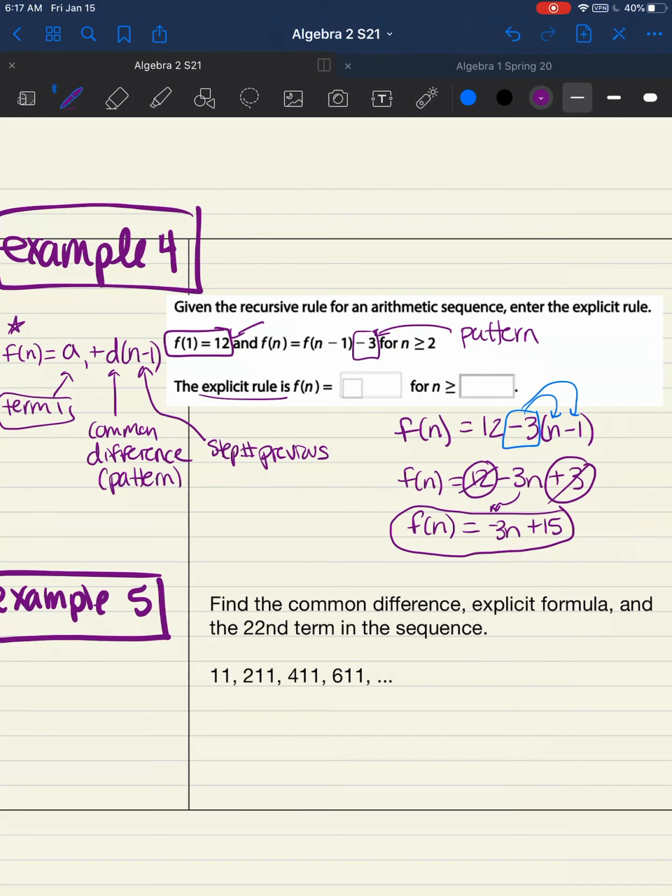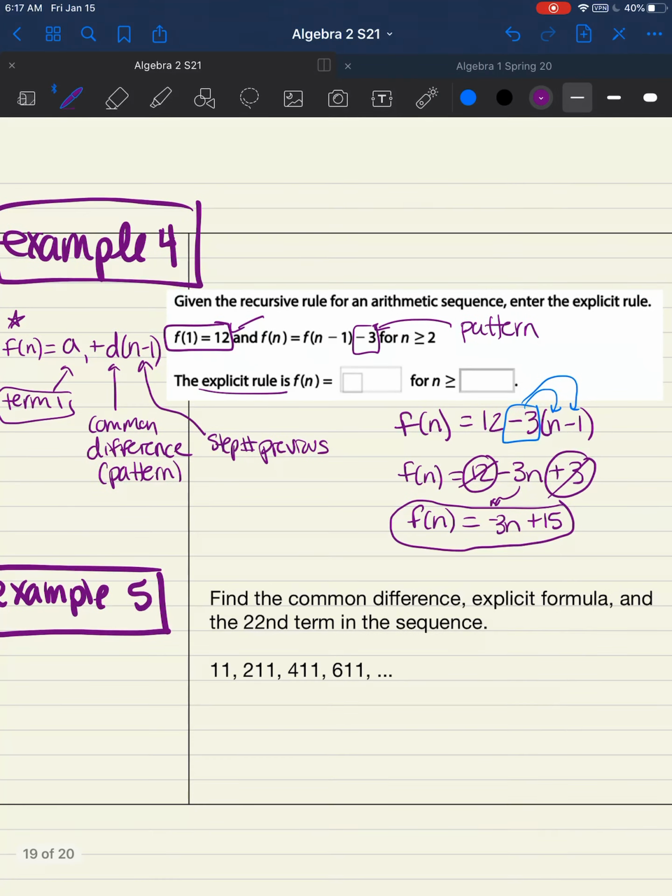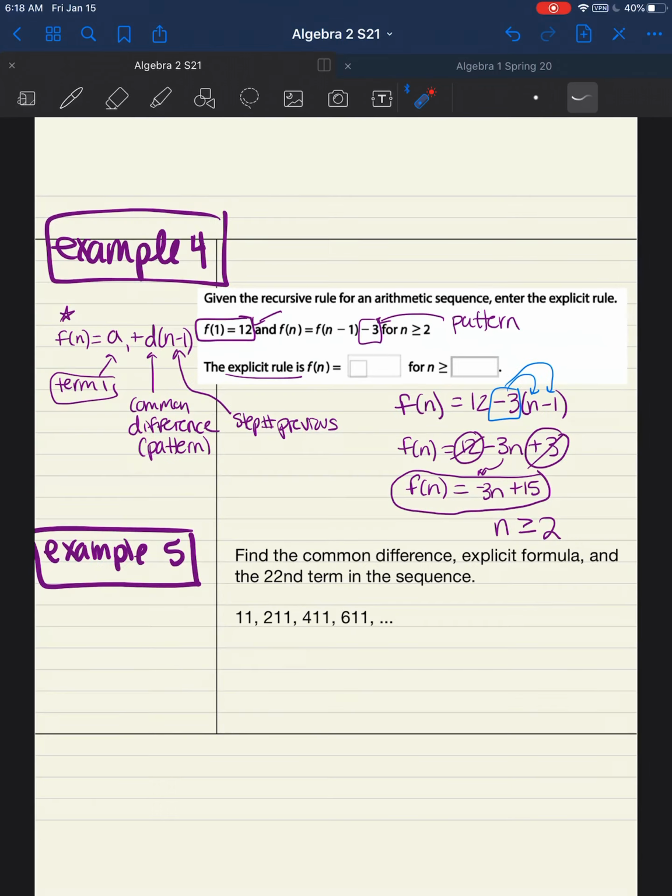Don't forget to write your bounds. So it will be n is greater than or equal to 2. If you put 1, that's okay. But because we were given the first term, we look at the next term on. All right. Definitely make a note of this in your notes. Label what each part means. And show your work, because you're going to want to know this process for the practice quiz.